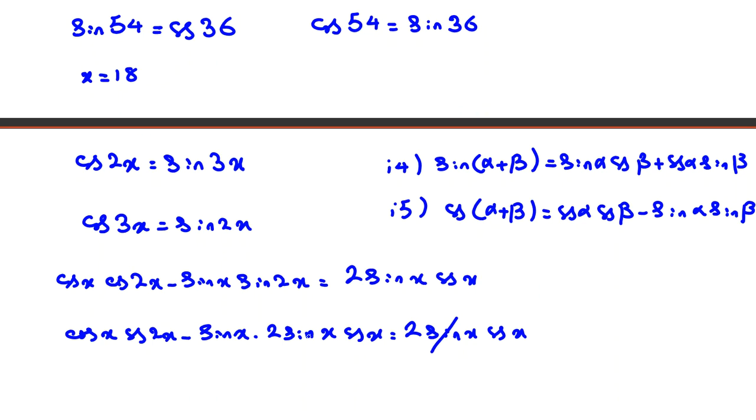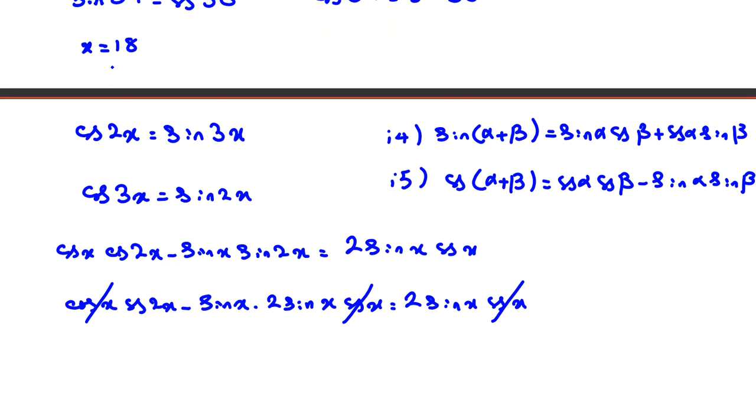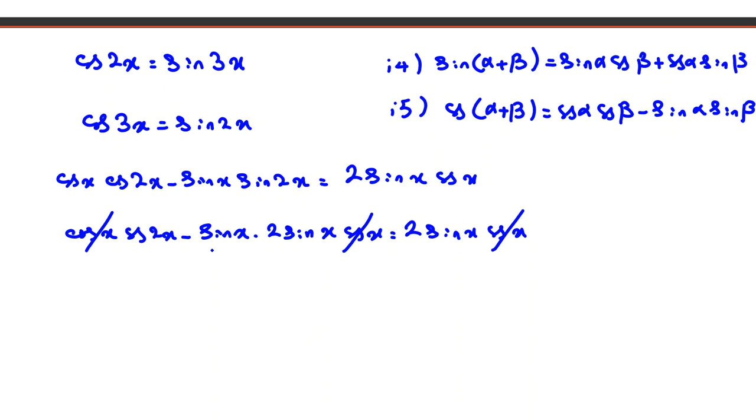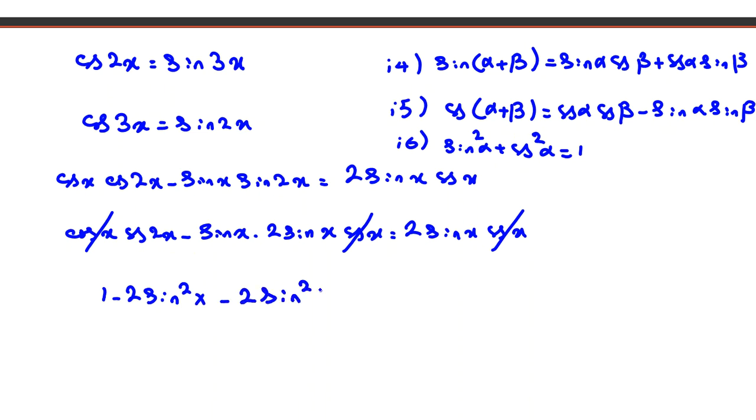We can divide both sides by cos x. Cos x is positive because x is 18 degrees. Now for cos 2x, I want to write all of them in terms of sine x. For cos 2x, you can write it if you use this formula and simplify this. Idea 6: sine squared alpha plus cos squared alpha equals 1. If you use identity 5 and 6, we can write this one as 1 minus 2 sine squared x minus 2 sine x.